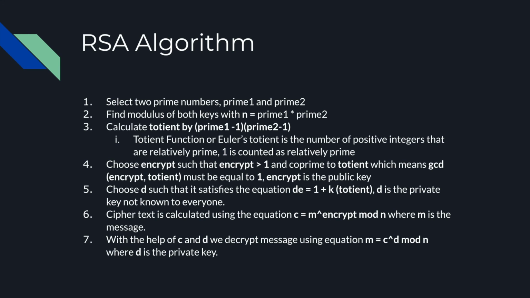And then ciphertext is calculated by using the equation C equals M to the power of encrypt mod N, where M is the message. And then lastly, you would use C and D to decrypt messages using the equation M equals C to the power of D mod N, where D is the private key.